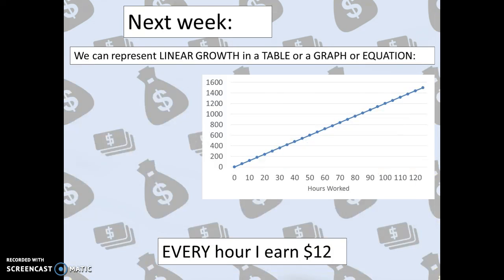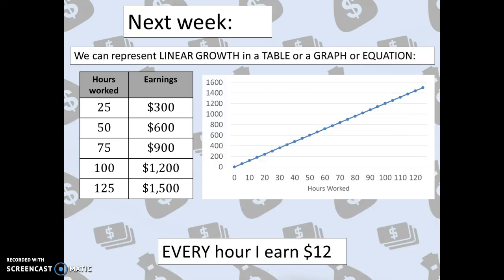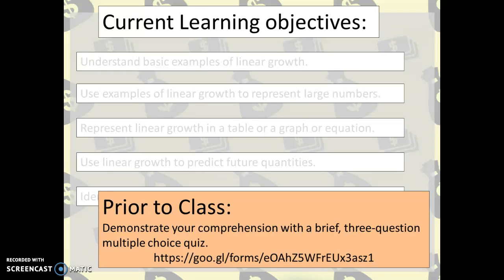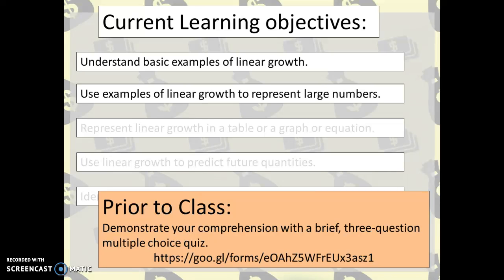And where do we lead? Next week, we look at things like the graph. We look at things like the table. We look at things like the equation. We're going to build on top of these representations. So if you're thinking about all our learning objectives, right now, I want you to understand basic examples, every stadium, each hour, and I want you to understand how we're going to use those to represent large numbers.